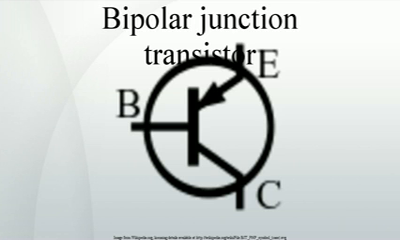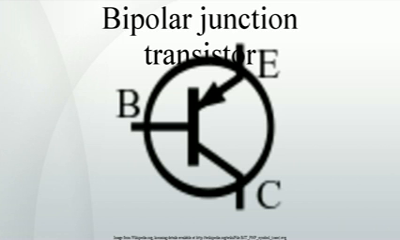Bipolar junction transistor. A bipolar junction transistor is a type of transistor that relies on the contact of two types of semiconductor for its operation. BJTs can be used as amplifiers, switches, or in oscillators.